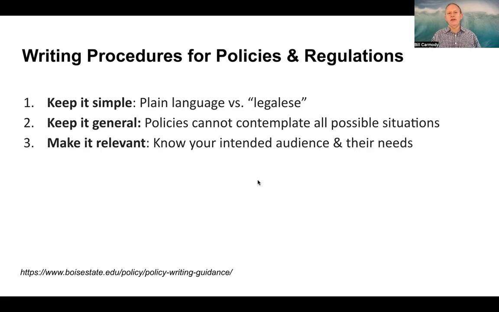Then make it relevant. Know who your intended audience is and their needs. By thinking about all the different departments in your organization, if you're writing a policy or a regulation, you want to make sure that it's relevant to the people it's impacting. By knowing the audience and their needs, you can be very specific about what this policy does or does not do, and why this regulation is important and how it will help them.